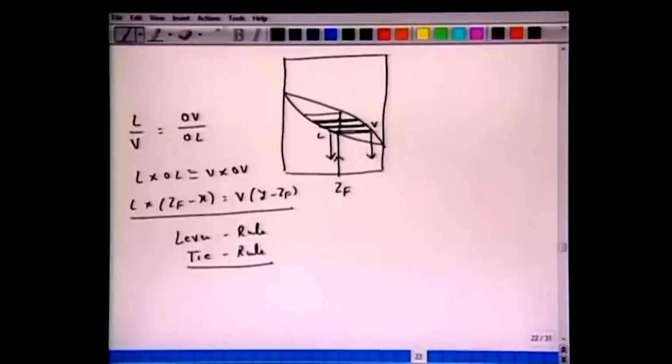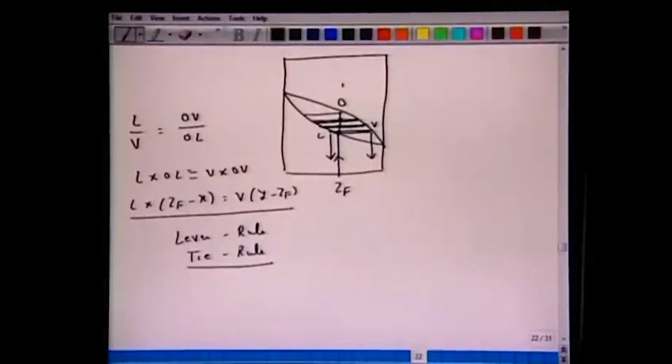The amount will be just the inverse of the segment. L by V is now OV. If all this locus is for ZF is O, then L by V is OV over OL. So you should monitor this. One can do this experiment. One can also apply this material balance to determine how much is the amount of liquid and how much amount of vapor is formed, what is the mole fraction of X and what is the mole fraction of Y.